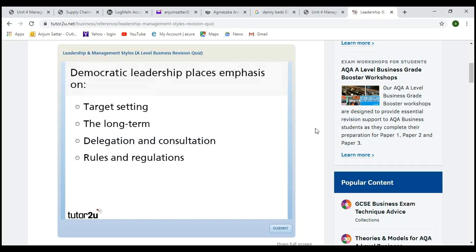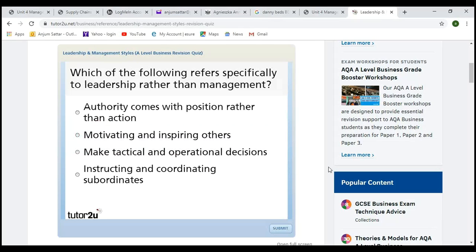Okay, next, democratic leadership places emphasis on what? Delegation and consultation. Yes, good, well done. Which of the following refers to a specific leadership style rather than management? Authority comes with the position rather than action. Motivate and inspire. Make tactical, operational decisions. Instructing and coordinating subordinates. Leaders always, yes. Managers normally tactical.